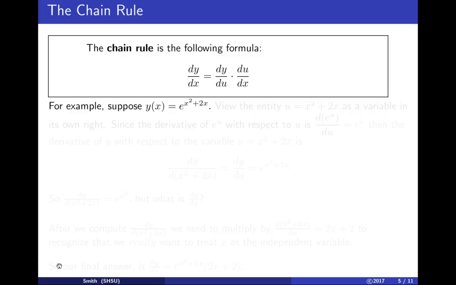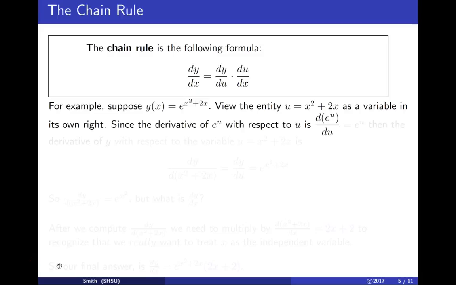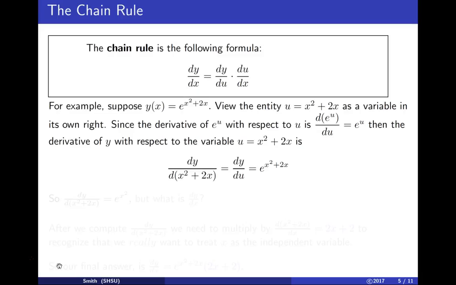Let's do some examples. If y is e to the x squared plus 2x, let's think of u as this inside part, x squared plus 2x. It's a variable in its own right, and the derivative of e to the u with respect to u is just e to the u. So the derivative of y with respect to this u is e to the x squared plus 2x. The derivative of e to the u is e to the u.